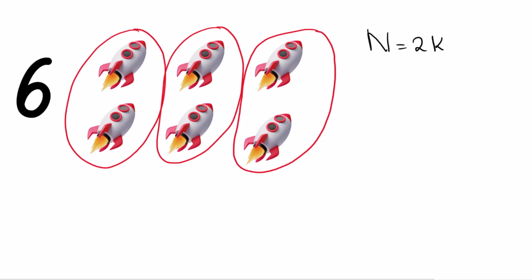Let's connect this formula to our rocket demonstration. In our example, n is equal to 6 because 6 is the total number of rockets used. K is 3 because we were able to form 3 distinct groups of rockets. So 6 equals 2 times 3, and therefore 6 is an even number.